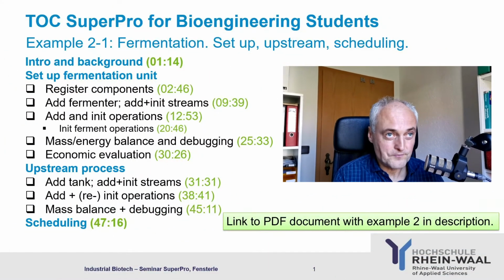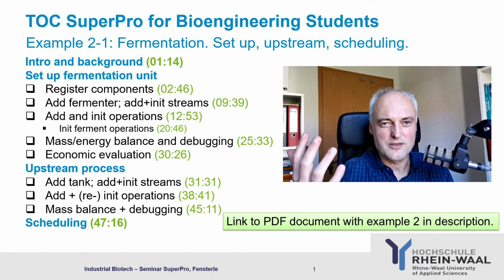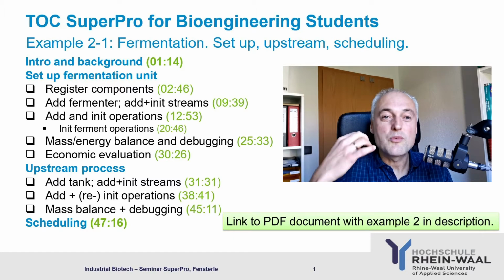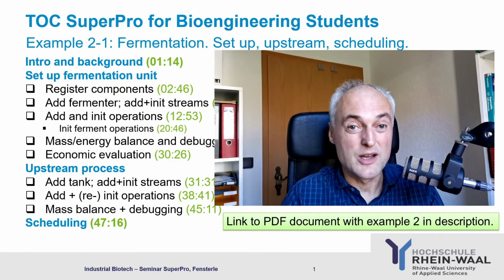Now the first example, example 1, was about a very simple neutralization process. Of course it's nice, but it's not of real relevance. Now we want to set up a real fermentation process. And usually a process doesn't consist of one unit; you have several units, so that's what we do now. At the end, we will also take care of debottlenecking and so on. So we come closer to reality.